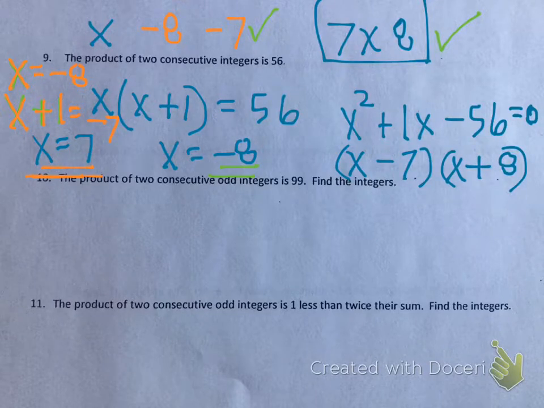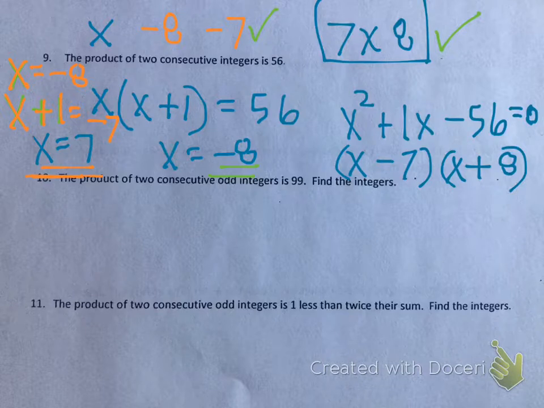Here's the next problem. This is number 9 on the homework. The product of 2 consecutive integers is 56. So if you know your multiplication tables, you know that 7 times 8 is 56. Consecutive means in a row.